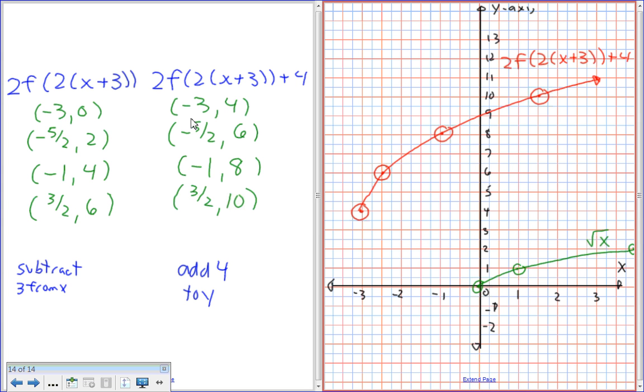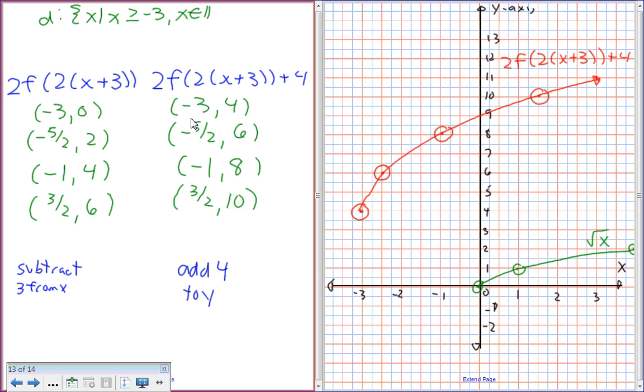Amy, go. Domain is equal to squiggly brackets, x, greater than or equal to -3, and x is a real number. I probably write this as x is greater than or equal to -3, but you can write it either way. So if you take a look, x is greater than or equal to -3, and x is a real number.